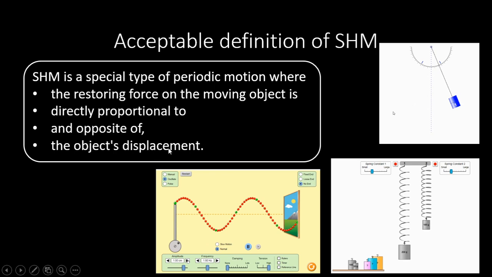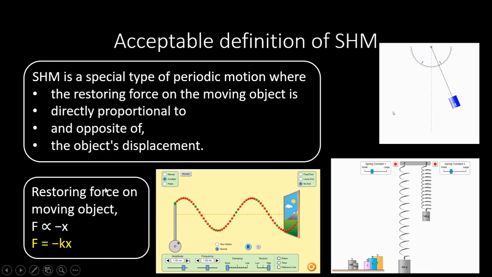If the displacement becomes larger, the restoring force will be larger proportionally. And from the definition, we say that the restoring force on a moving object is proportional and opposite to the displacement. Here x is called the displacement, and the minus sign indicates the opposite nature of the force. So the force F will be proportional to the displacement and will be opposite to the displacement.